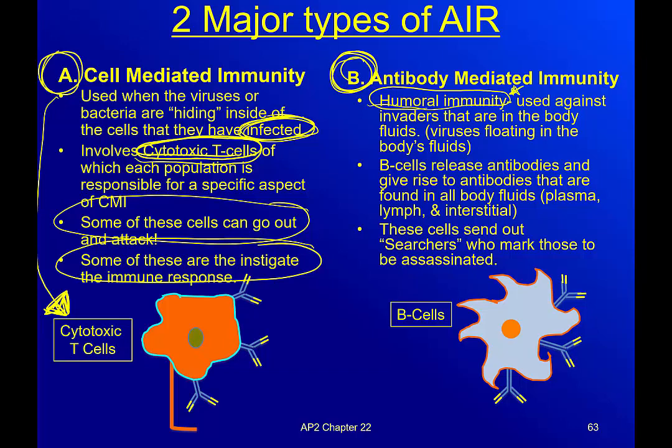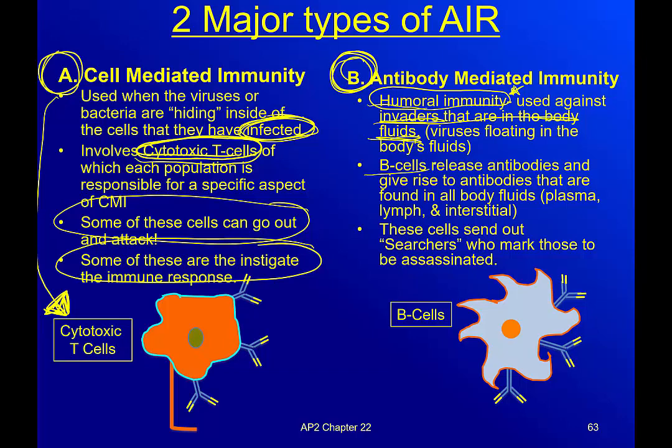Okay, remember that in cell-mediated immunity, the virus or the bacteria had to be hiding in one of our cells, right? In antibody-mediated immunity, these are invaders that are in the body fluids. In other words, it's the actual virus. It's the actual bacteria. It's the actual toxin. It's not hiding inside a cell anymore. They're just exposed on the surface somewhere. Okay?